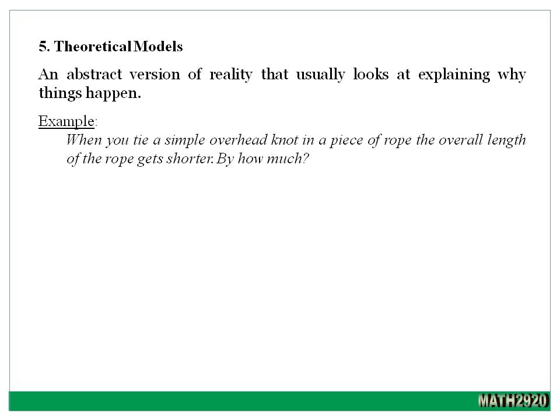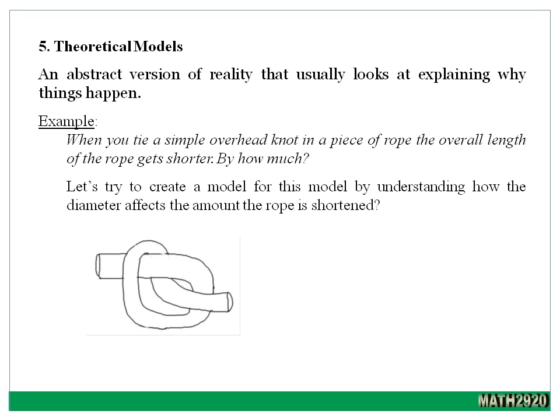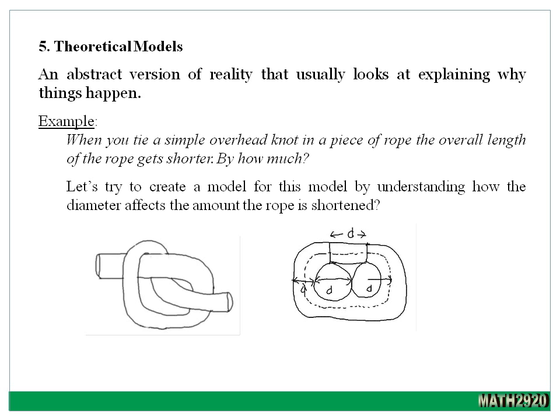So let's go back and have a look at that simple overhead knot problem that we did earlier by an empirical model. This time we're going to take the theoretical approach. So we're going to try to understand how it is that the diameter affects the amount by which the rope is shortened. So to do this, let's have a little look at an overhead knot. There's my attempt at drawing an overhead knot. But now what you have to do is imagine that you're looking at this from end on in my simple little theoretical model here.